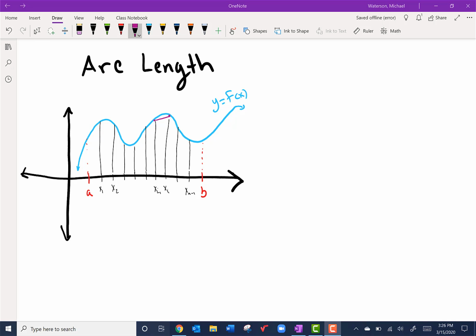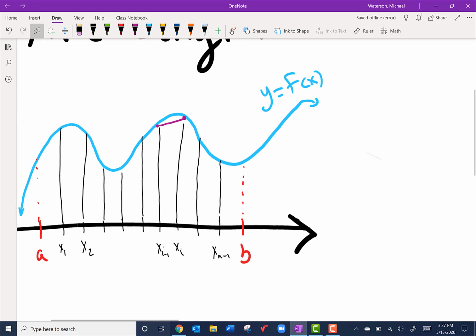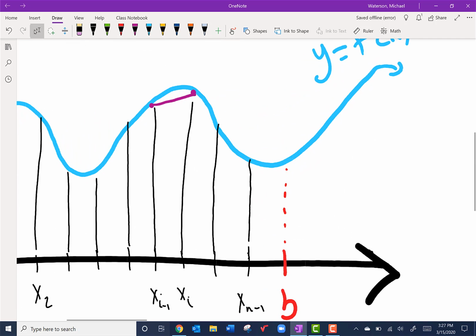So let's go from A to B of our curve y is equal to f of x. And it's already broken down into some nice little intervals of equal length with change in x. And let's try and estimate just one of those little partitions curves. So we just zoom on in and we take a look, and just right here between x sub i minus 1 and x sub i, let's approximate that length with a secant line.